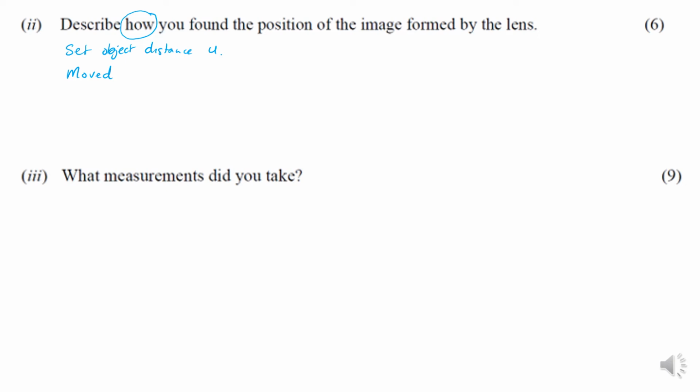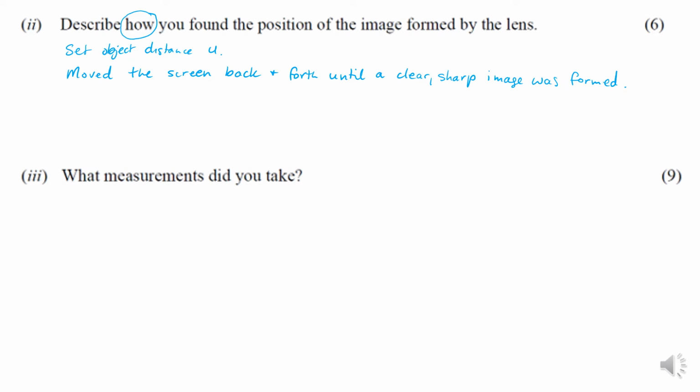We moved the screen back and forth until you saw a clear or a sharp image formed or was seen or whatever. It doesn't have to be word for word once you get the important parts, and we'll see that in the marking scheme.